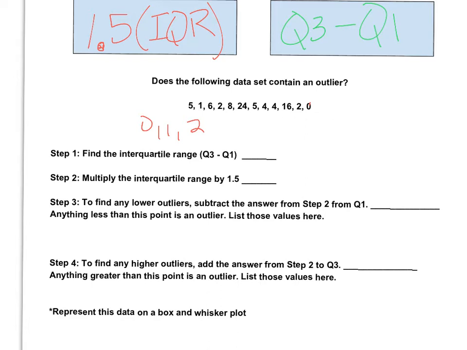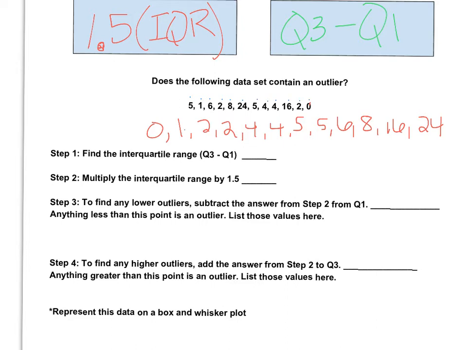Let me erase that real fast. It looks messy. Okay, let's try it again. We have 0, 1, 2, 2, 4, 4, 5, 5, 6, 8, 16, and 24. Let's make sure I have all of my numbers. 1, 2, 3, 4, 5, 6, 7, 8, 9, 10, 11, 12. Cool. So find the interquartile range, Q3 minus Q1.